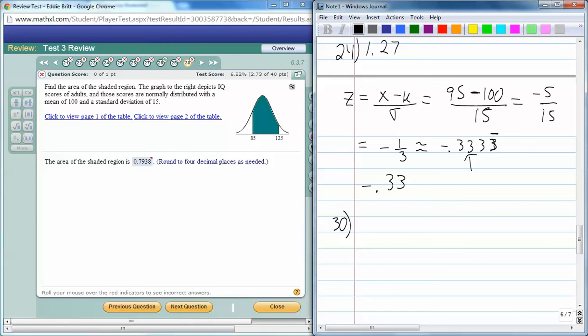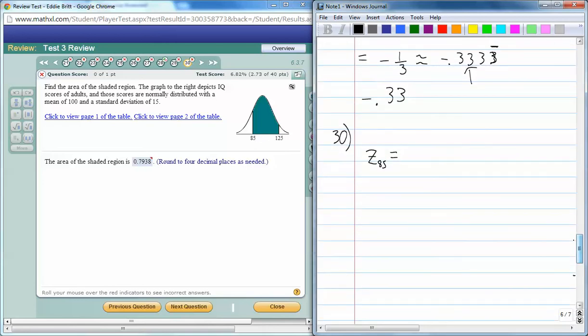Because if we want to know the area between the two, then we want to know what area we would get for a z-score where x was 125, and then take that and subtract the area from the table that you would get for a z-score where x is 85. So we need two z-scores. I'm going to call one z sub 85, that's the one furthest to the left, and I'll call the other one z sub 125. That's just so I can keep it straight in my head. And remember, the 125 was furthest to the right, so I want to take that area and then subtract the other area from it.